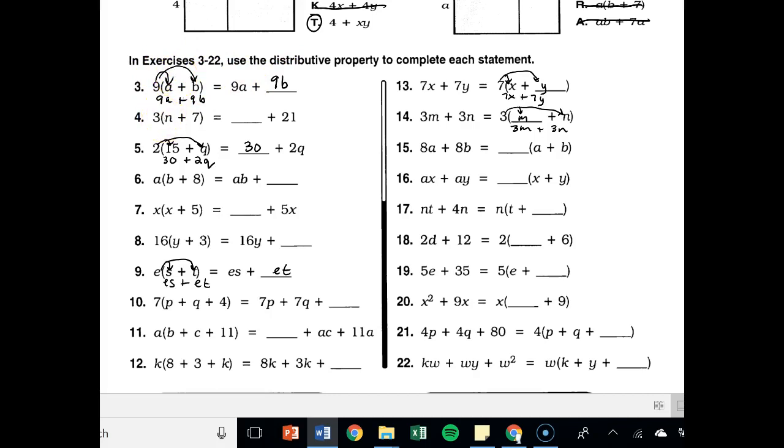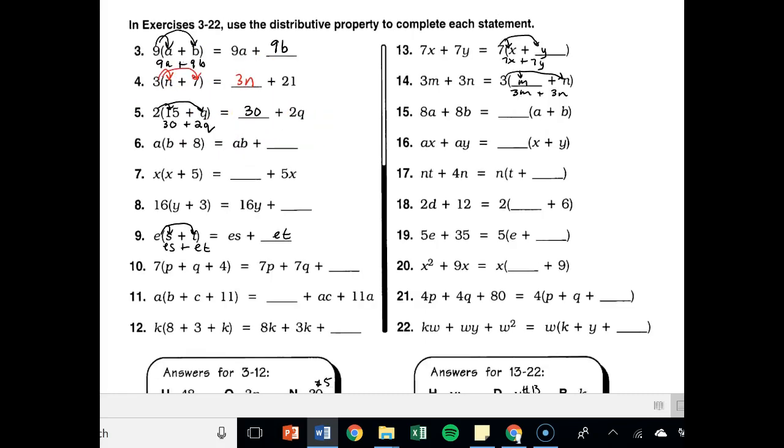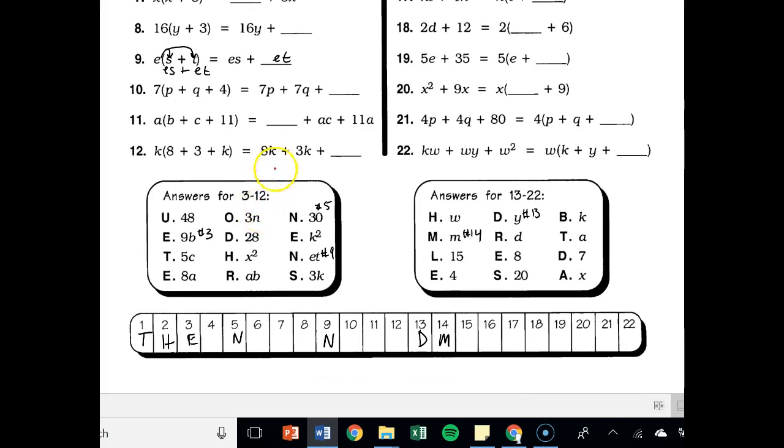For number 4, let's do it. 3 times n is 3n, and then 3 times 7 is 21, right? 3n plus 21. So we go down, we find 3n, there it is, and we say, all right, we're going to put an O on number 4. Right, so O right there.